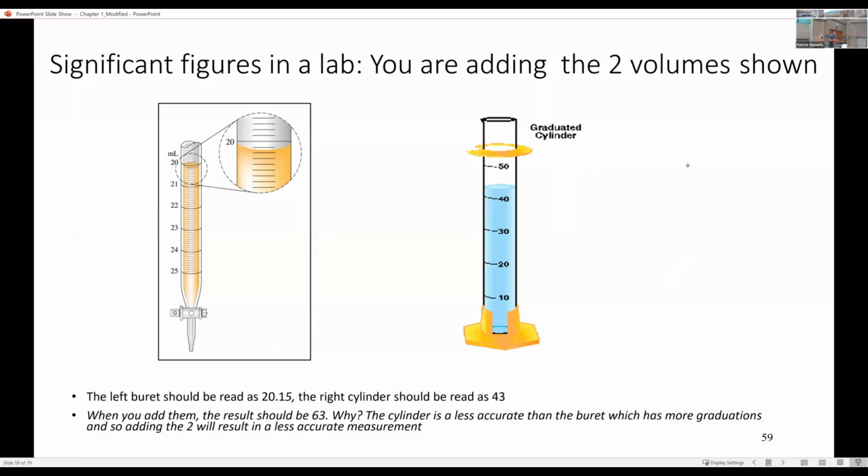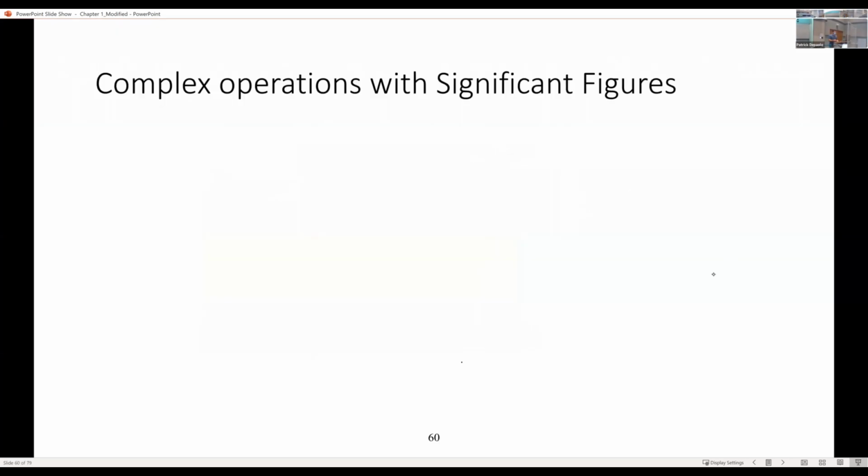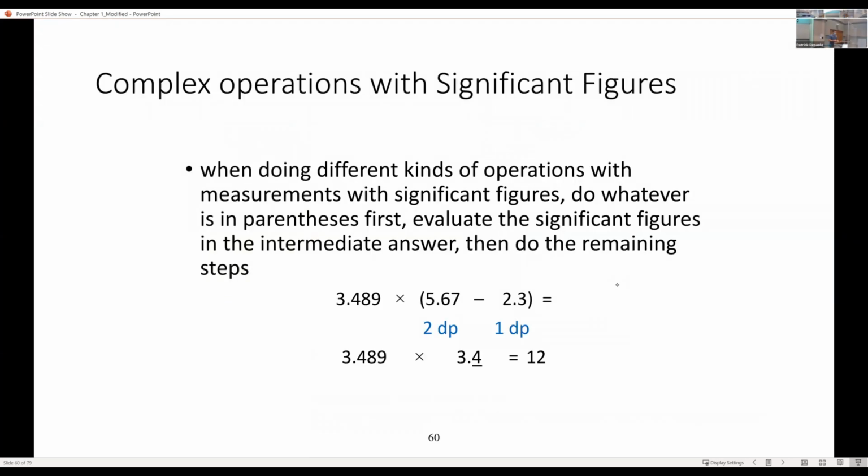Okay. All right, significant figures, we're adding to volumes, same rules. So when you're doing complex operations, you're following PEMDAS, so parentheses first, but you're using your rules of sig figs for every single step because you're dealing with multiple measurements. So you have to be correct in the way you add, subtract, or multiply these measurements.